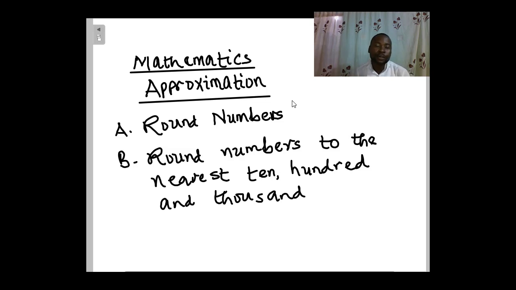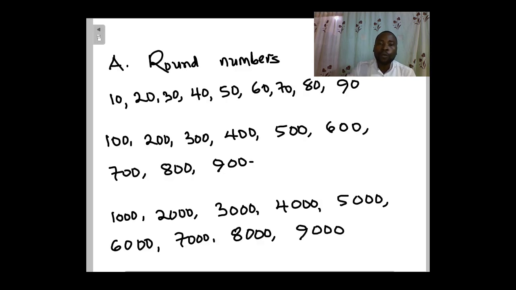Now, today, just look at what is on your screen. We're going to be discussing approximation. And under this, we're going to be looking at two things. We look at what round numbers are, and after that, we'll go ahead to round some given numbers to the nearest 10, to the nearest 100, and to the nearest 1,000. These are the only two things we're going to be discussing in today's lesson. So we're going to begin with round numbers.